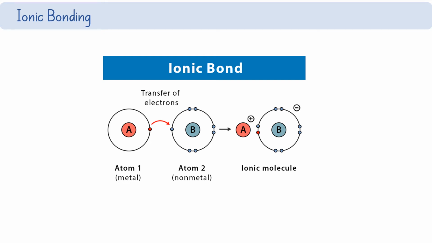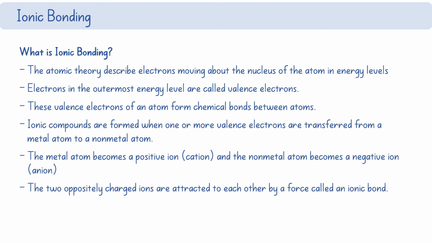Ionic bonding, the transfer of electrons. What is ionic bonding? The atomic theory describes electrons moving about the nucleus of the atom in energy levels. Electrons in the outermost energy level are called valence electrons. These valence electrons of an atom form chemical bonds between atoms.